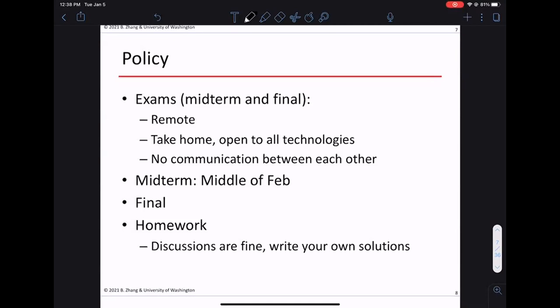For homeworks, feel free to talk among yourselves and discuss with everybody. But you should write your own solutions. Your solutions are your own, but discussion is fine.